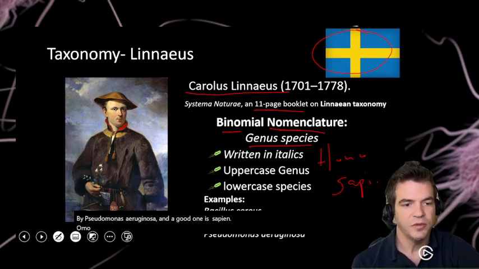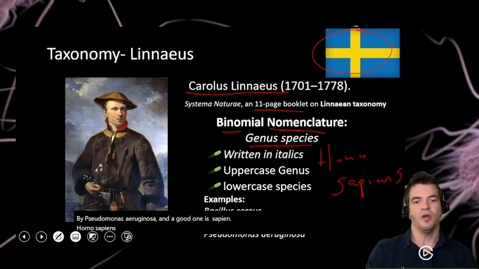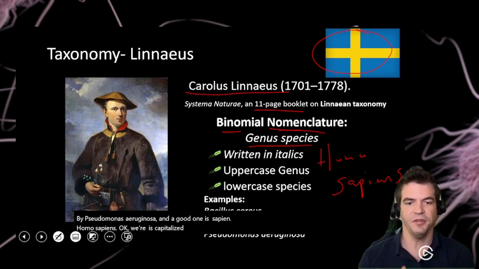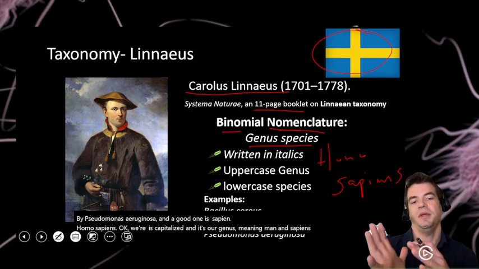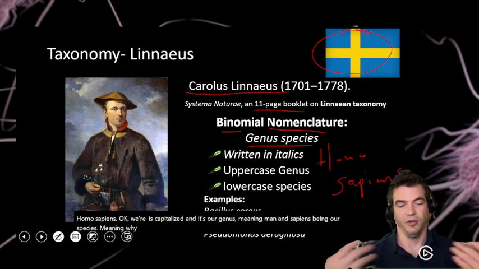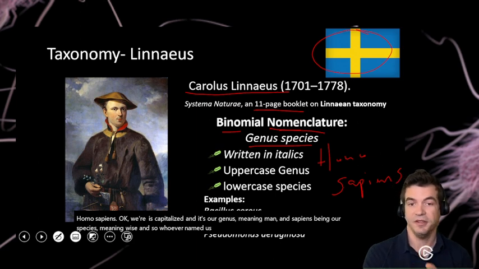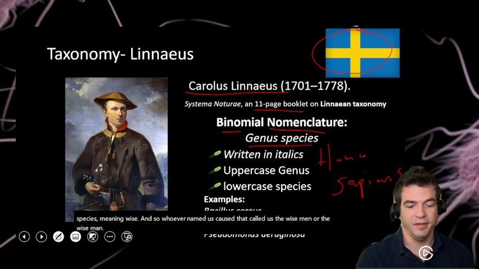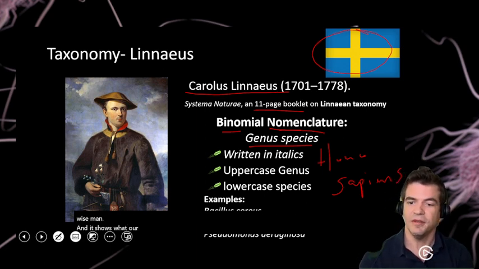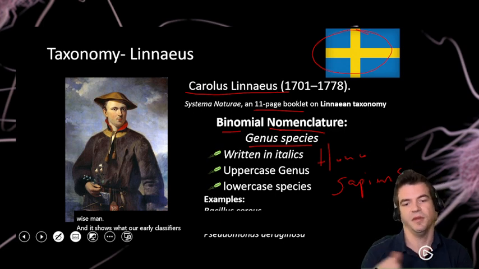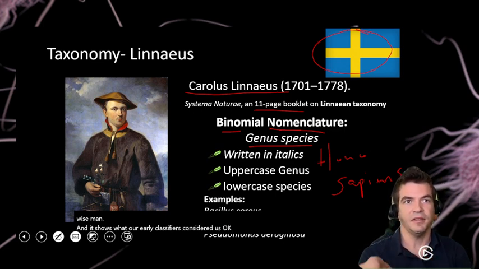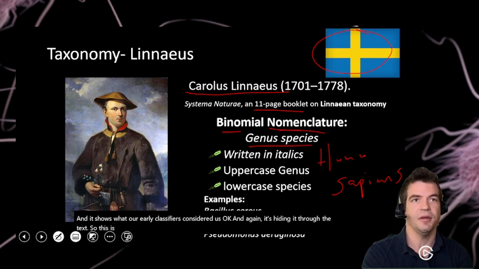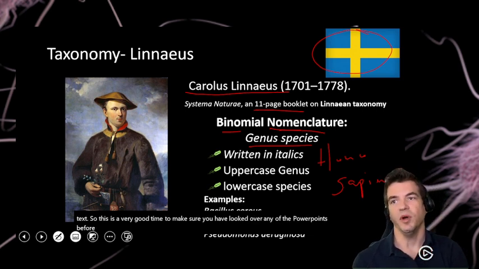Homo sapiens, where Homo is capitalized and it's our genus, meaning man, and sapiens being our species, meaning wise. And so whoever named us called us the wise men or the wise man, and it shows what our early classifiers considered us. Again, it's hiding through the text, so this is a very good time to make sure you have looked over any of the PowerPoints before you watch these videos.